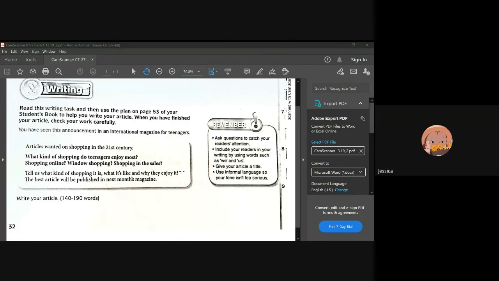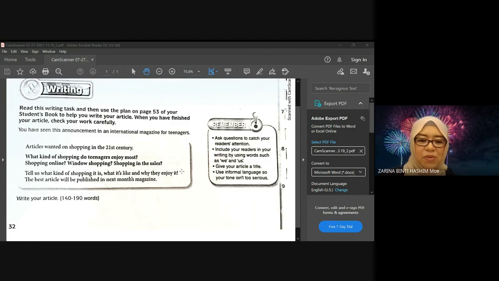Okay. Shopping that teenager enjoy. Okay, correct. So that will be your topic. Okay, that will be your topic. Okay, then your notes. Okay, what is your notes? Where is your note? Or where are your notes? That means that will be your topic. Shopping in the 21st century.